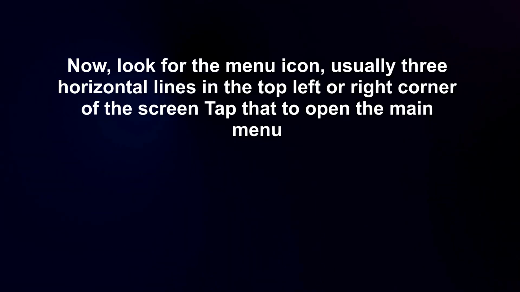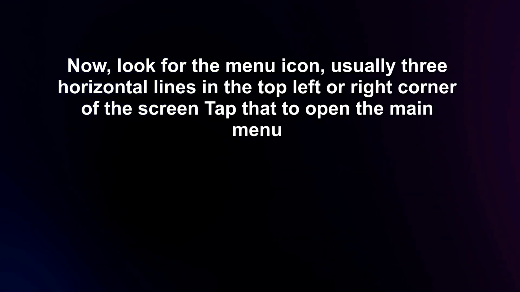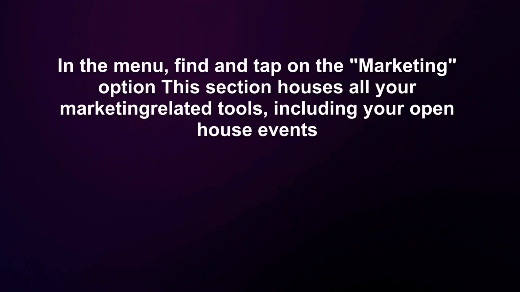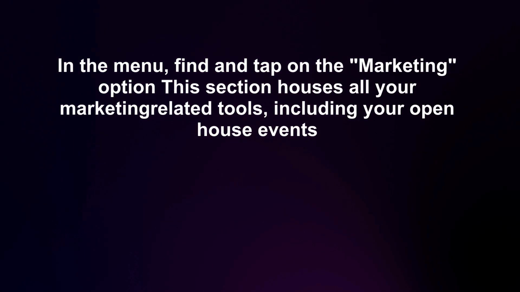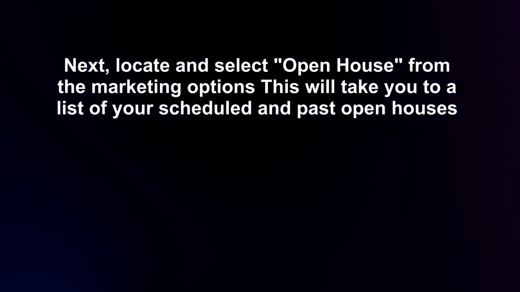Usually 3 horizontal lines in the top left or right corner of the screen. Tap that to open the main menu. In the menu, find and tap on the marketing option. This section houses all your marketing-related tools, including your open house events. Next, locate and select open house from the marketing options.